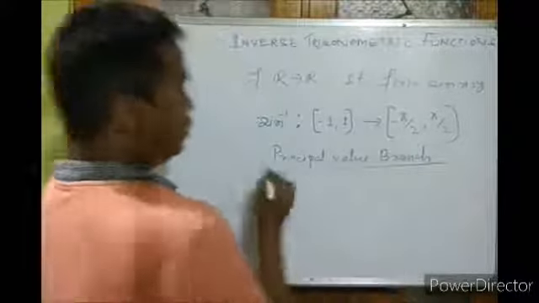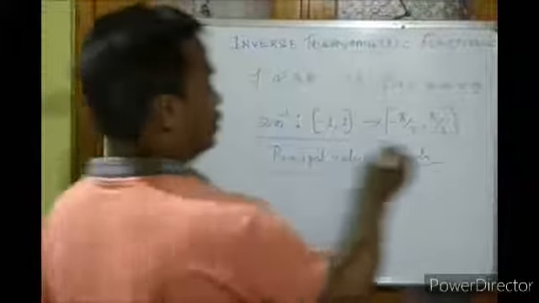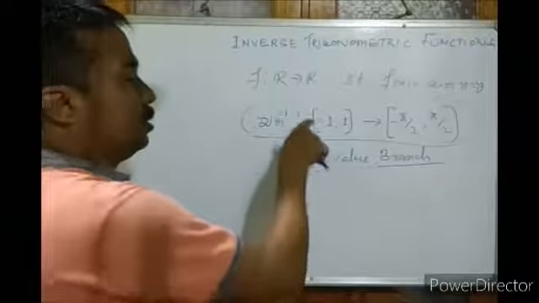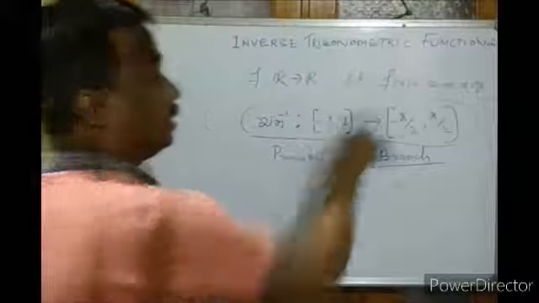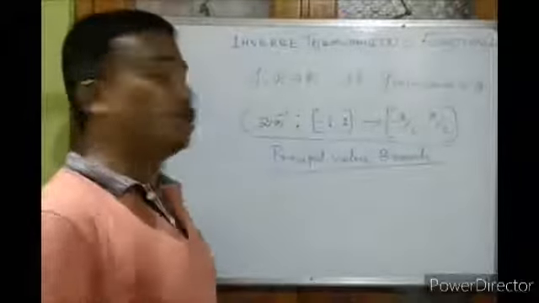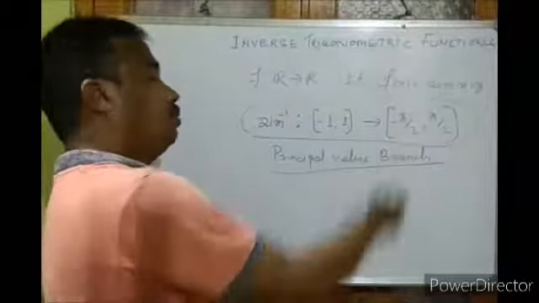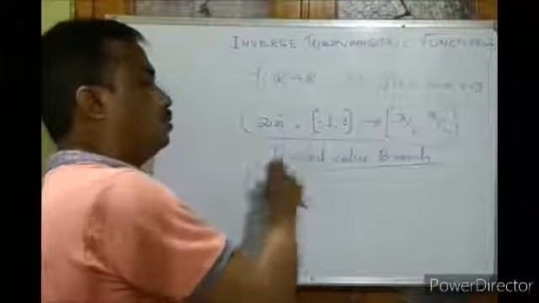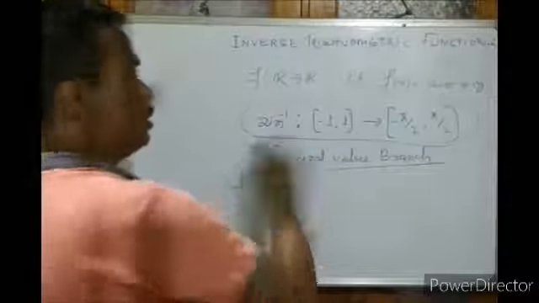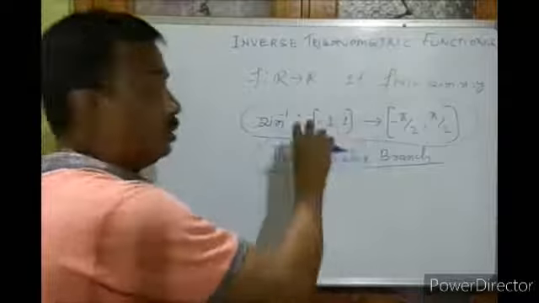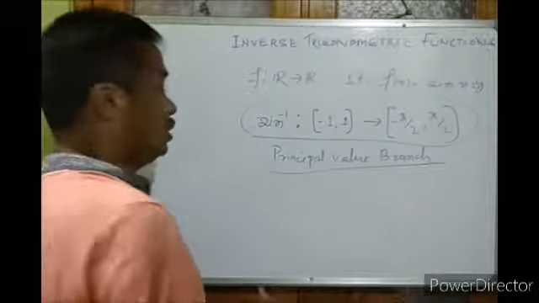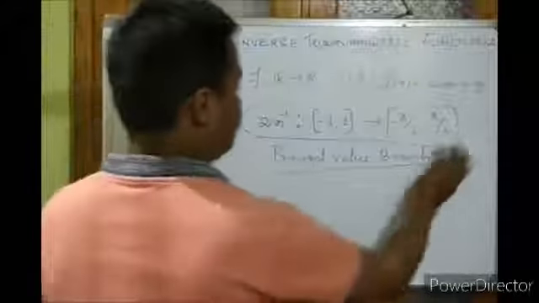This particular branch is called principal value branch if the domain is minus 1 to plus 1 and the range is minus pi by 2 to plus pi by 2, because the range can be changed. But if the range is this one, then the sine inverse function has the principal value branch. This domain and range is called the principal value branch of this sine inverse function.